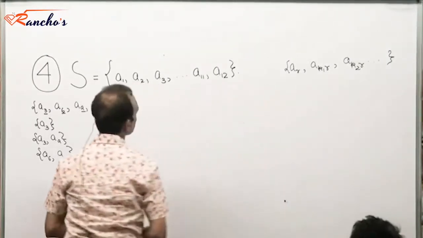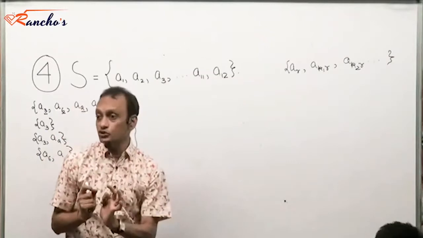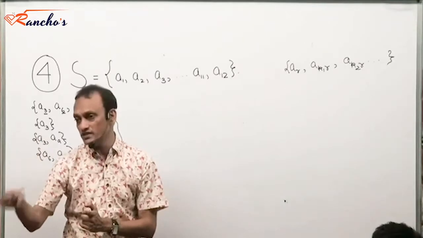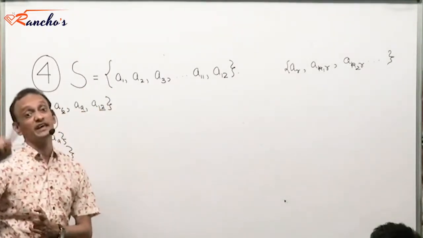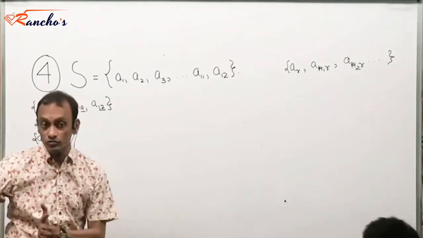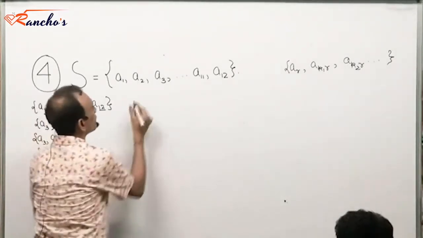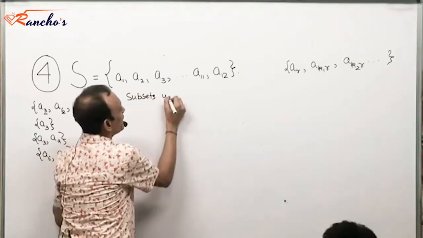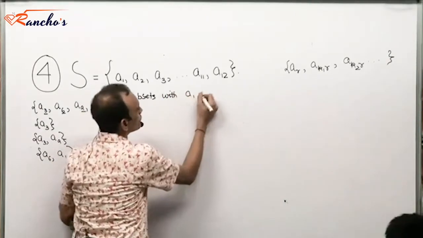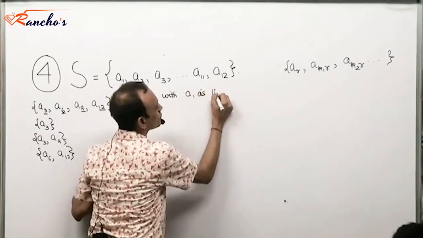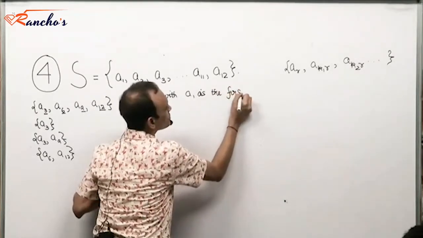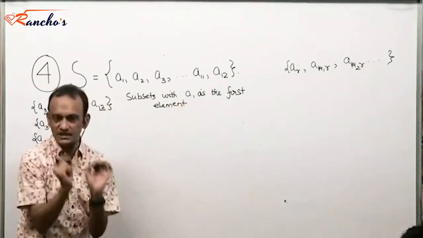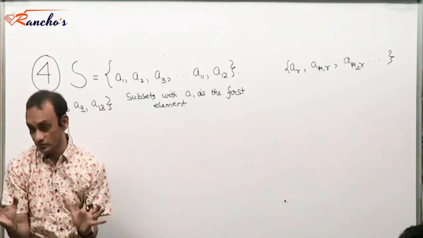Now what I could do is, say, subsets could be created with A1 as the first element. Subsets could be created with A2 as the first element. Subsets could be created with A3 as the first element, and so on and so forth. Yes or no? Say, subsets with A1 as the first element. That means A1 is certainly there, and that's the first element of the subset I'm creating, right?